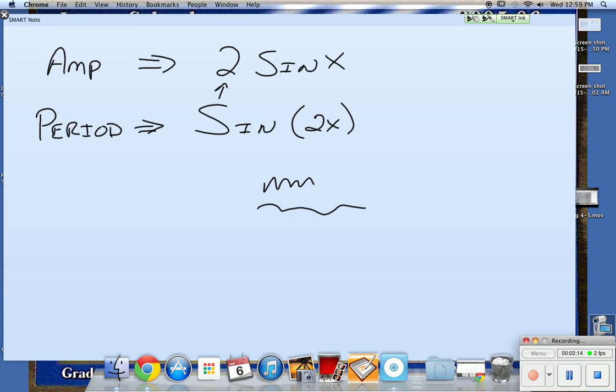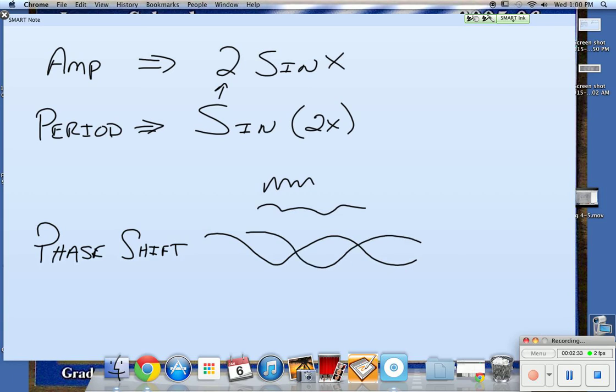And then the last one is phase shift. A phase shift just moves it over. So if we're working with a sine like this, it may slide it over a little bit with a phase shift. And the phase shift is going to be within the sine, but what we're doing is adding to it. So maybe I added pi over 2 to it. So that creates my phase shift.